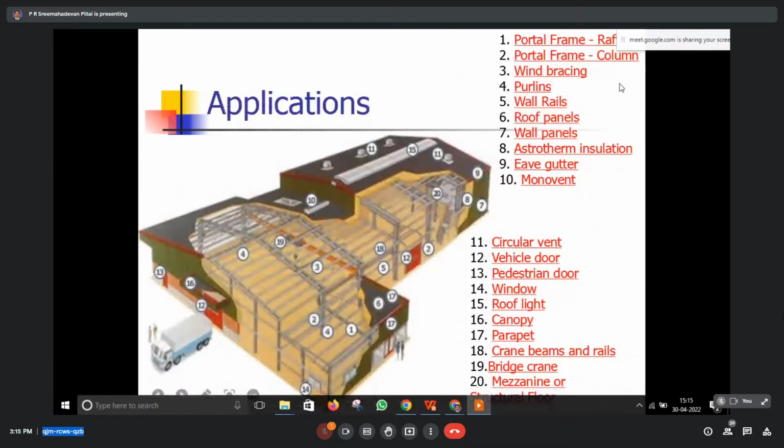As I told, steel has abundant application. This is an industrial building. In this industrial building, 1 to 20 are marked. See the wide variety of application.